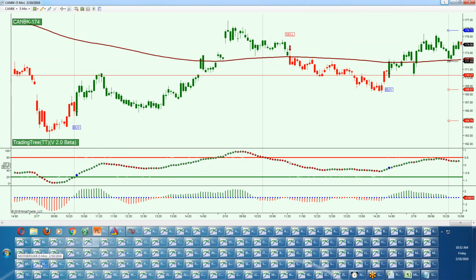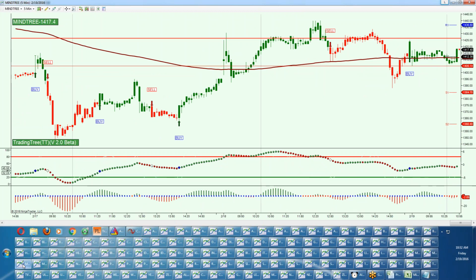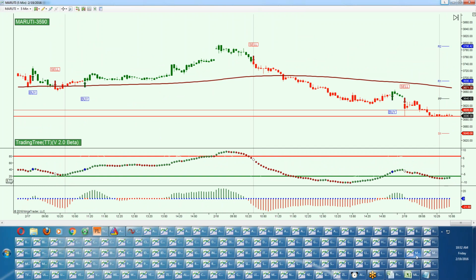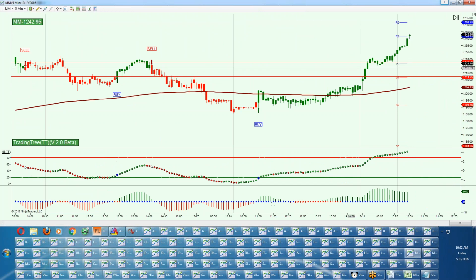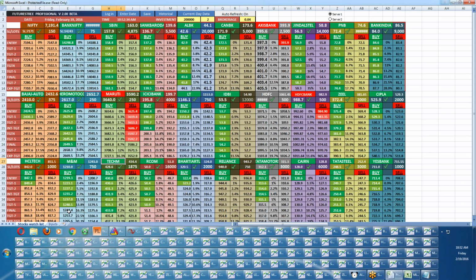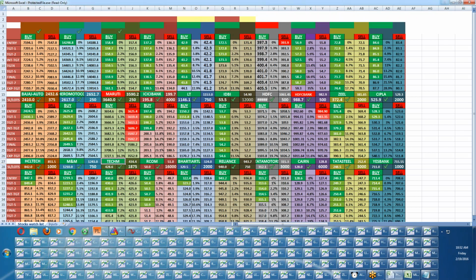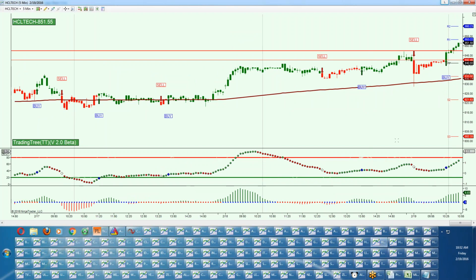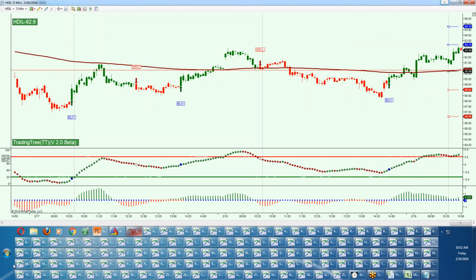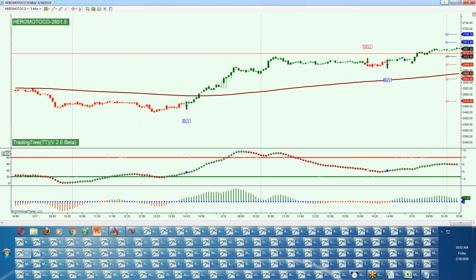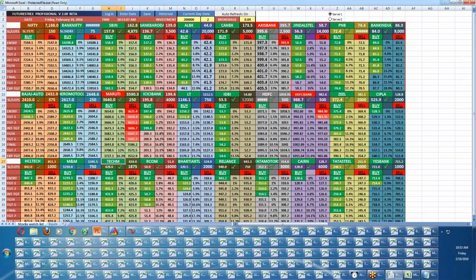So M&M, the next target is 2150. It seems like a possibility. Hero Moto, let's check what's the next level. There's a possibility of 2670 at least. So you can trade this way. You can have a combination of both the Trading Tree and your Cash Tree, and then you can see the trend targets there, and then you can maximize your profits.